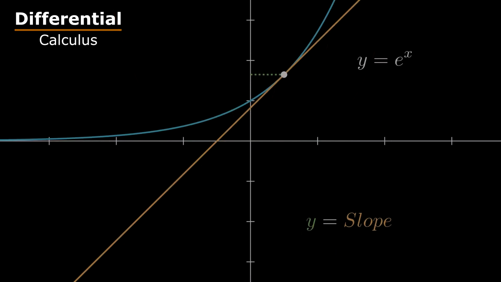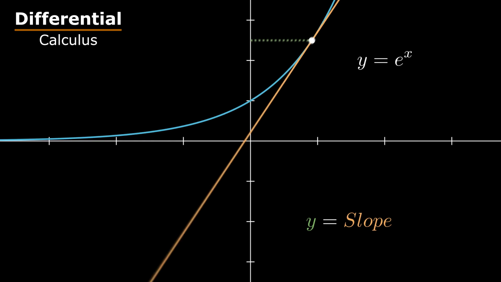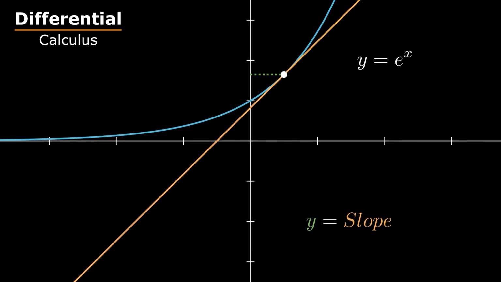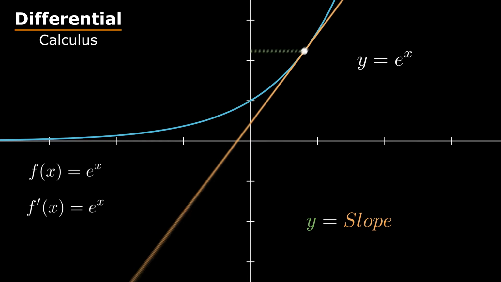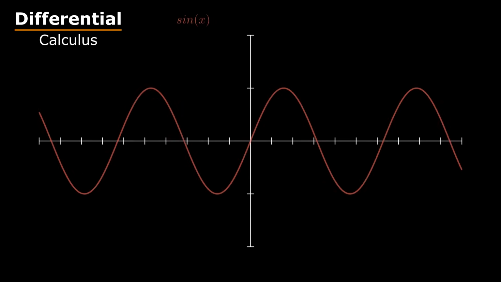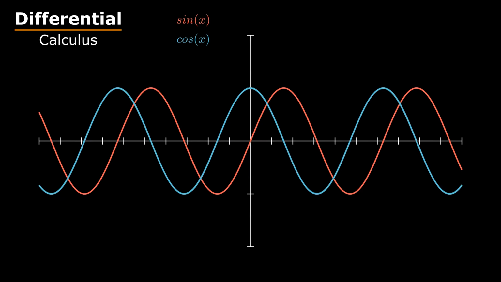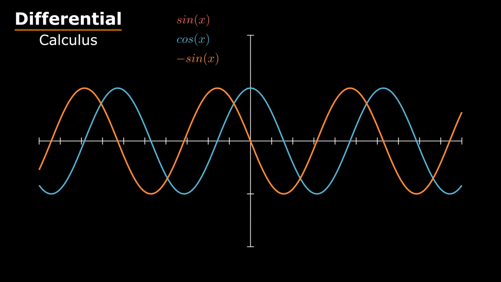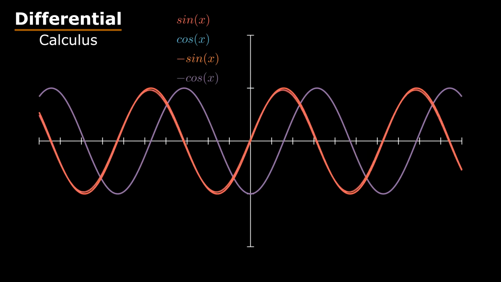As previously mentioned, the slope of e to the power of x is e to the power of x. This means that the derivative of y equals e to the power of x is e to the power of x. The sine and cos functions also have an interesting property, where the derivative of y equals sine x is cos x. The derivative of cos x is minus sine x, then minus cos x, and back to sine x, and it continuously cycles.